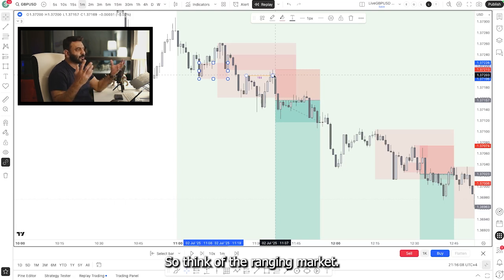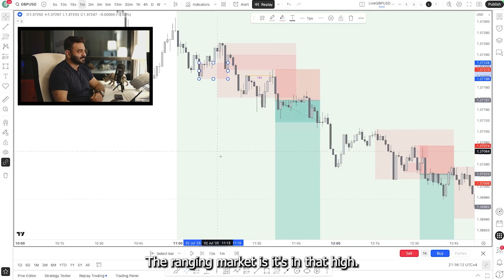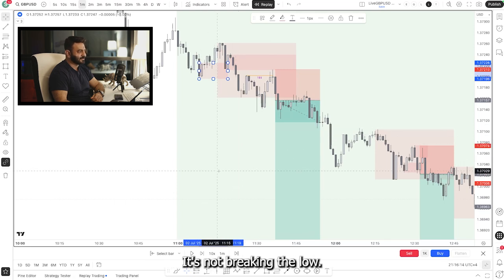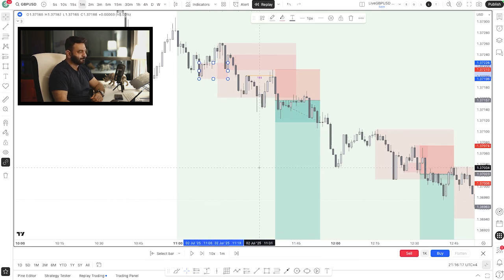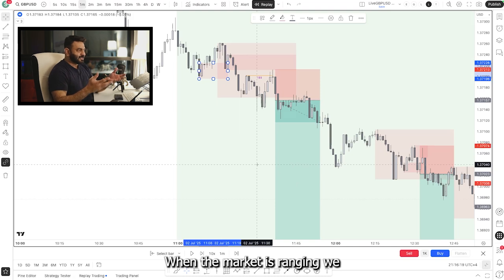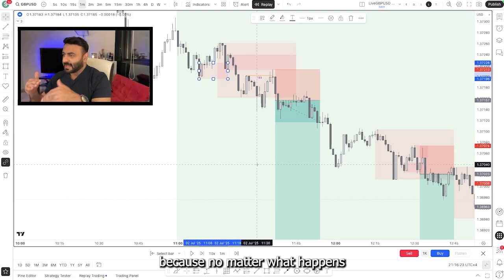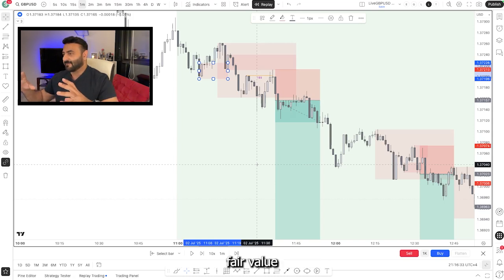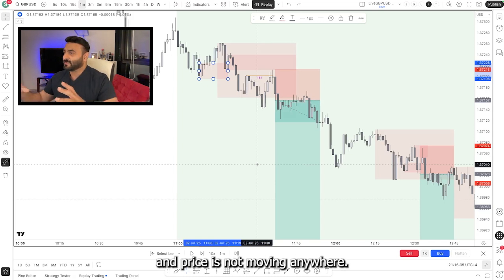So think of the ranging market. What is the ranging market? It's in that high. It's not breaking the high. It's not breaking the low. It's just ranging, right? When the market is ranging, we call it highly liquid, because no matter what happens, there is always a seller or buyer on the other side willing to take that trade. If you're selling, there's a buyer on the other side. If you're buying, there's a seller on this side. Everything is considered fair value, and price is not moving anywhere.